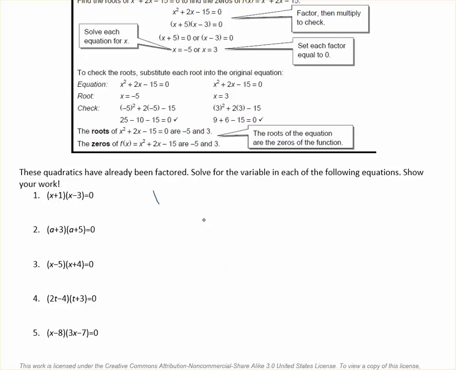So one of the equations would be x plus 1 equals 0, and the other one would be x minus 3 equals 0. And you solve each of these equations to find your two answers for x. So in the first one, I got x equals negative 1, and in my second one, I got x equals 3. Both of those are answers, and you would write both of those as answers for number 1.